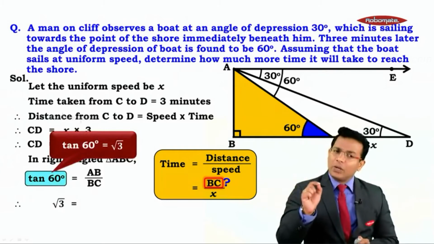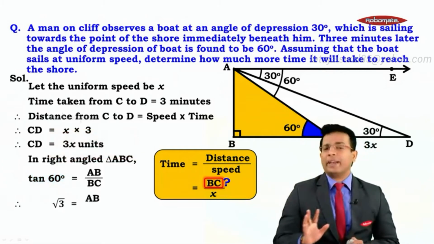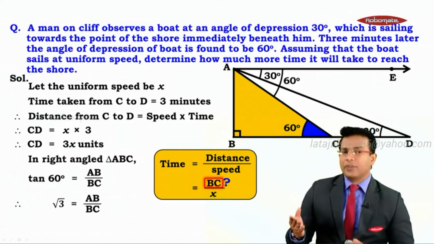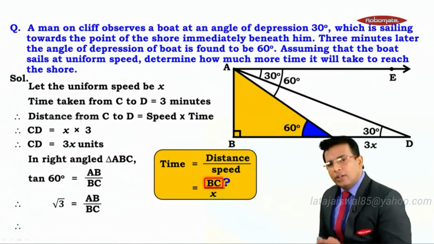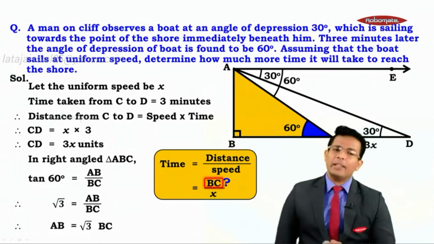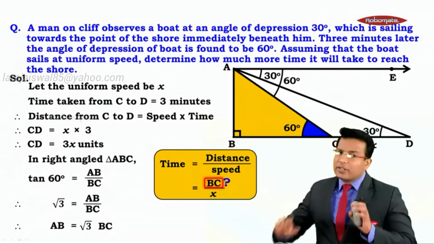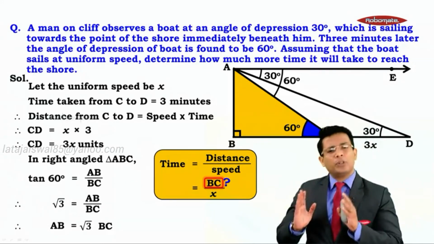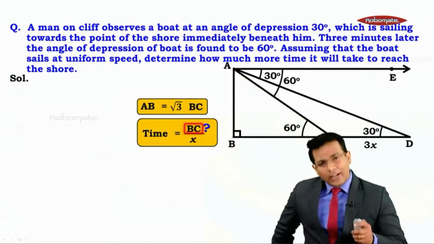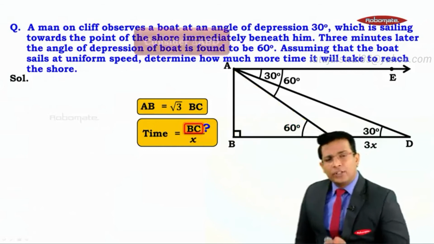So we write root 3 is equal to AB, we don't know, keep it as it is, upon BC. We don't know the length of BC. Keep it as it is. So now from this information we can say that AB is equal to root 3 BC. That is what we got. Because remember, always that common side happens to be the most important thing. So that common side AB is what we found here right now. Now let's move ahead. Now we know that AB is equal to root 3 BC.